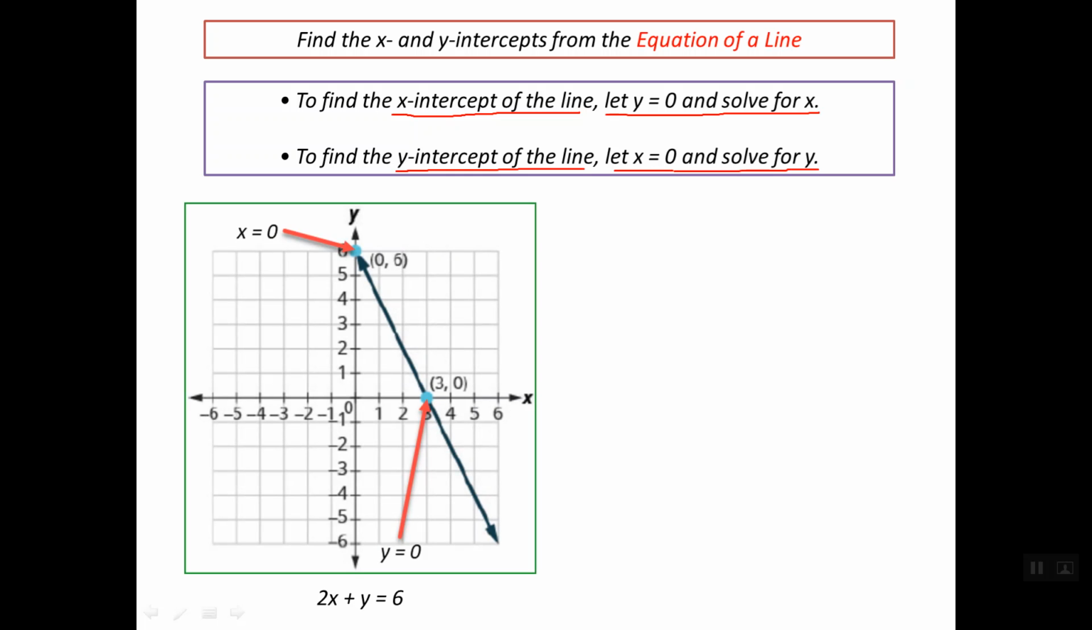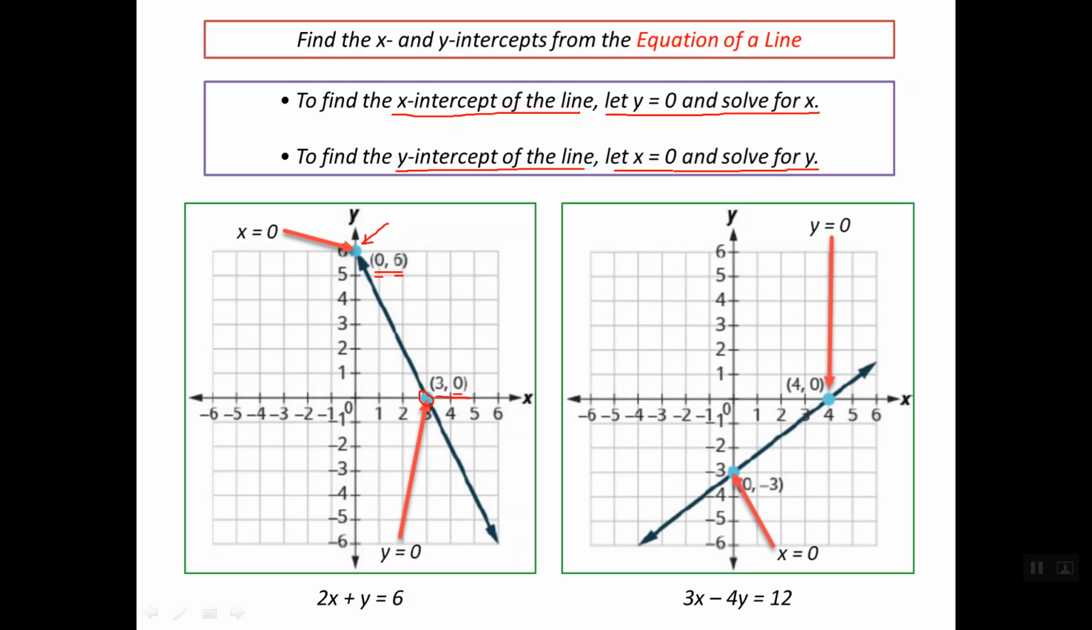As you see here, this is the x-intercept point. The y coordinate for this point is 0. So simply in order to find the x value, we let the value of y be 0. And for the y-intercept, the coordinates are simply 0 and 6, so in order to find the value of y for this point, simply we let the value of x be 0.